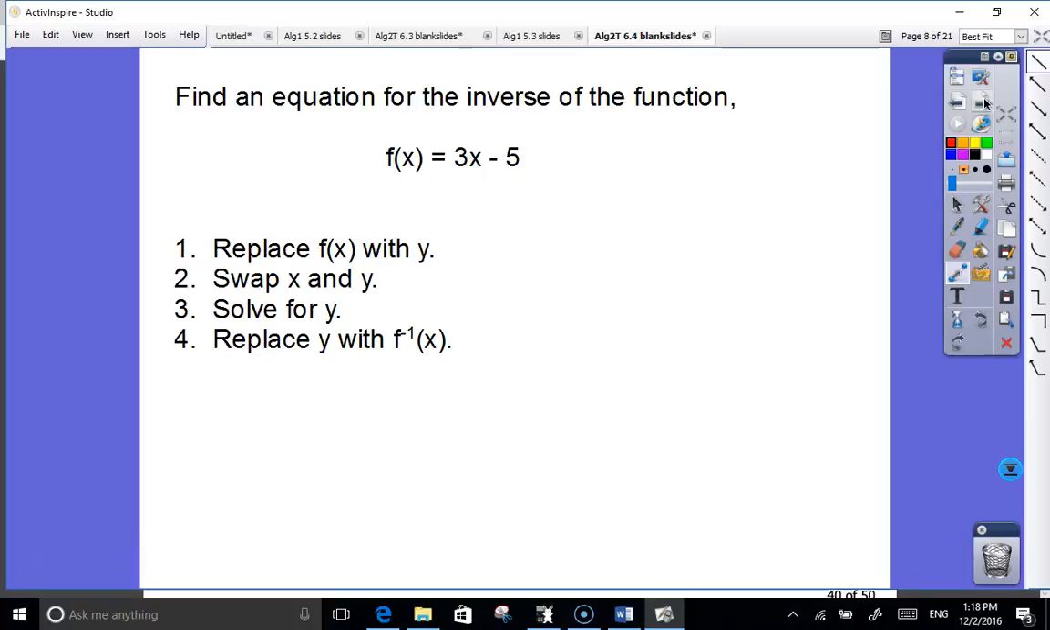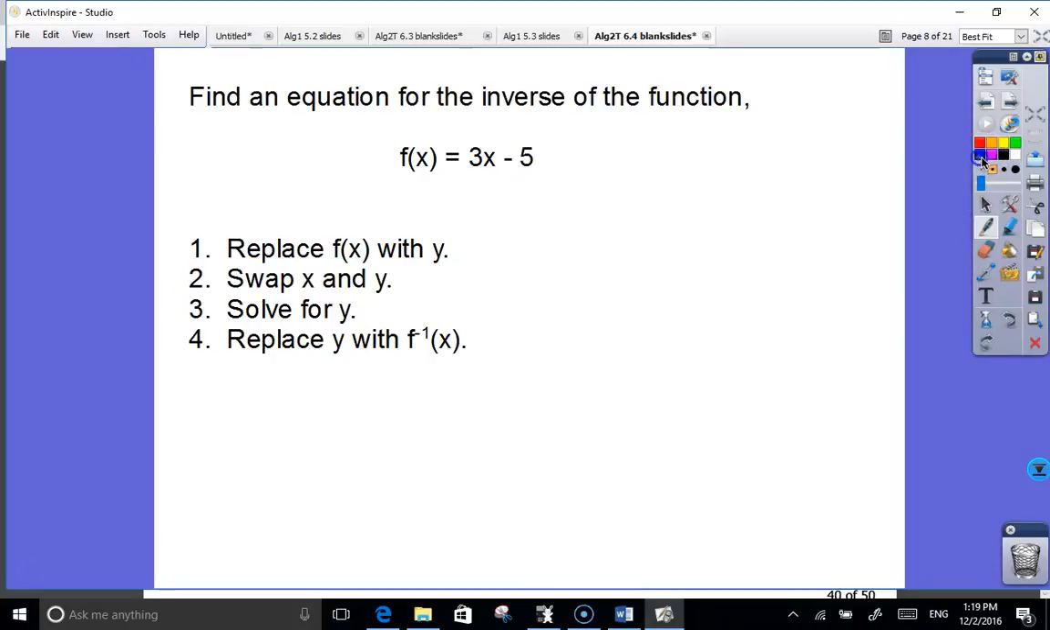So as an example for this problem right here. First I replace the f of x with a y. Y equals 3x minus 5. That's step 1. Step 2. X equals 3y minus 5. That's the swapping. Solve for y. Add 5.